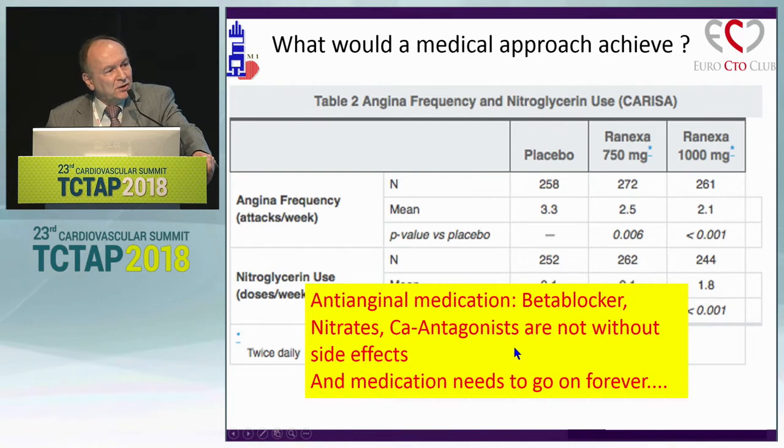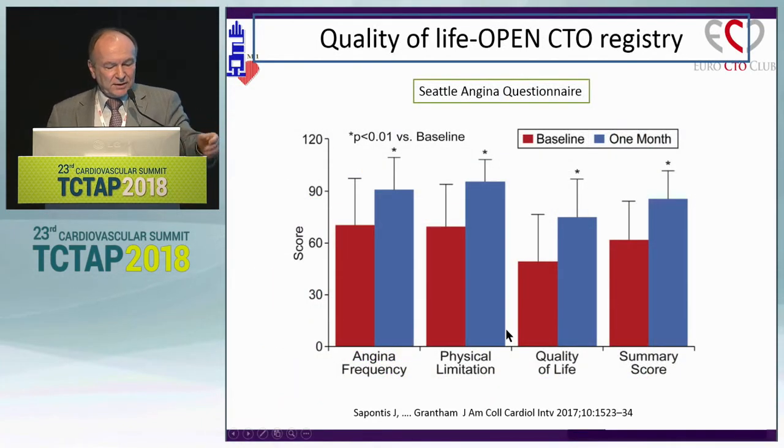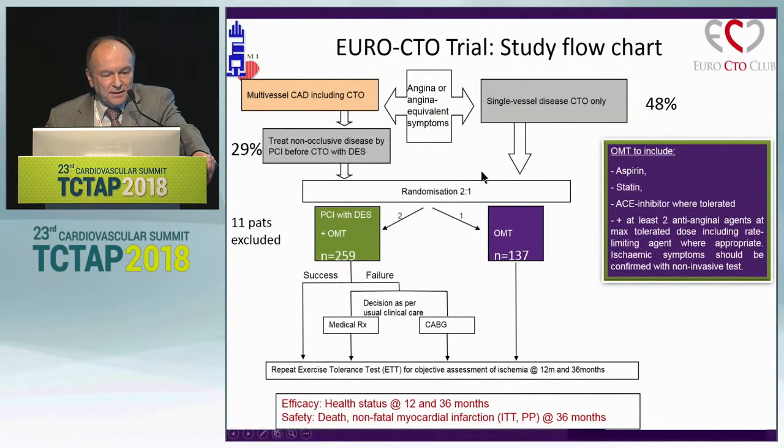And any patient who lives symptom-free without side effects can be congratulated. On the opposite, if you look at what we can achieve with opening an artery, here the open CTO registry results on angina frequency: by opening the artery after 1 month, you achieve a high increase in angina frequency from 70 to 90%. And also the physical limitation is almost to a normal value of 100%. This again is a registry.